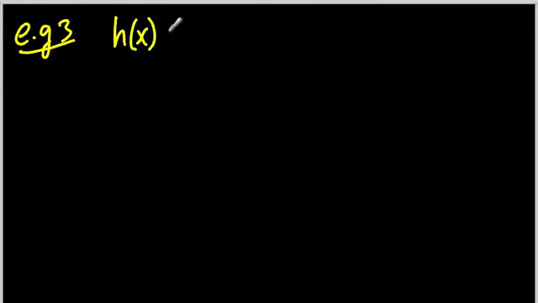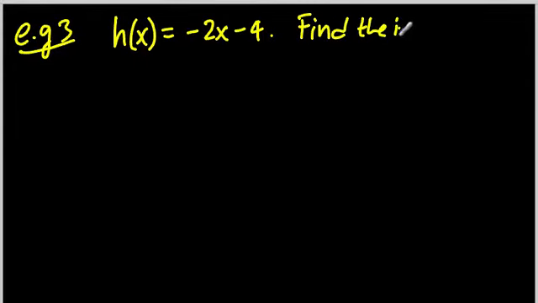In this video, I'm going to do the inverse. So let's call this example 3. And this time, instead of calling it f or g, I'm going to call my function h of x. So h of x is equal to negative 2x minus 4. And the question is simply find the inverse function.